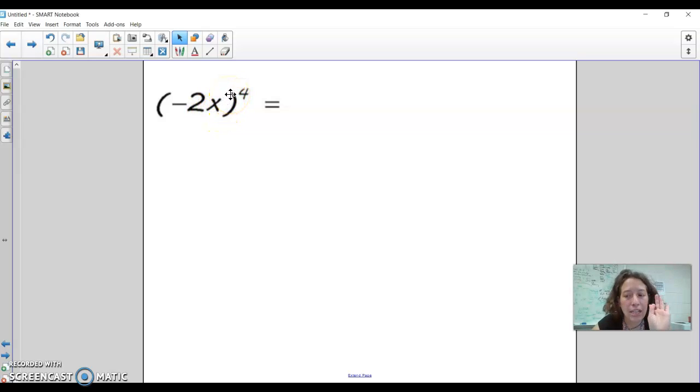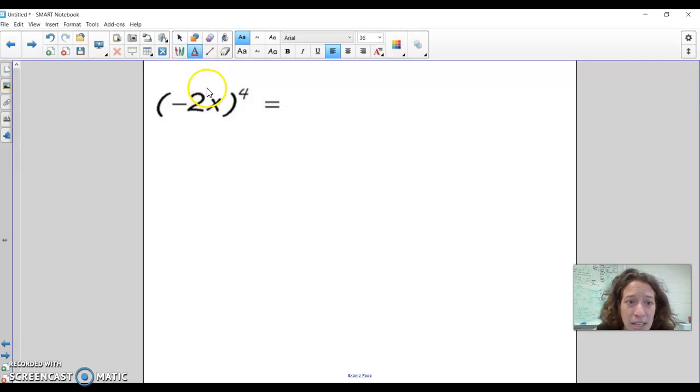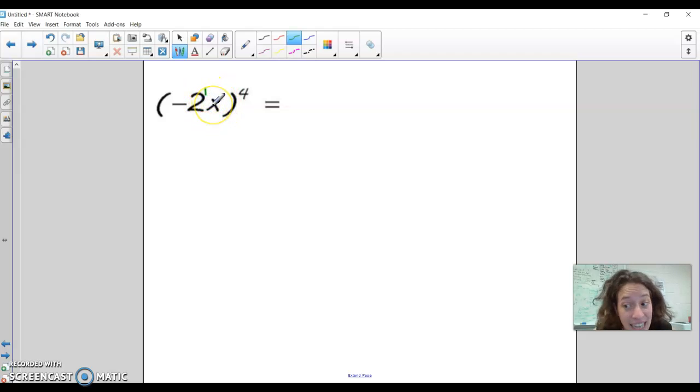Well, it's very important that you understand that every number and every letter has an exponent. If you don't see their exponent, that means the exponent is 1. So every number, every letter in the whole wide world has an exponent. Either you see the exponent, or if you don't see it, it's a 1. So right here, this -2 has an exponent. It's just 1. So I'm going to put a little 1 right there. Let's look at this x. X has an exponent. It's 1. It's invisible, but it's there.